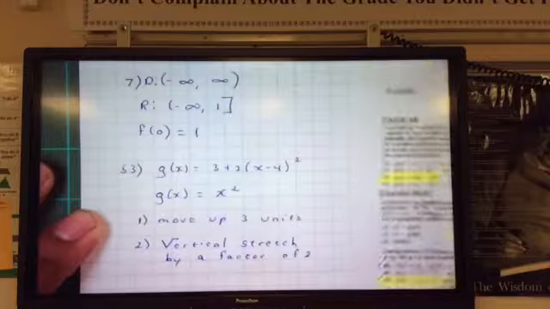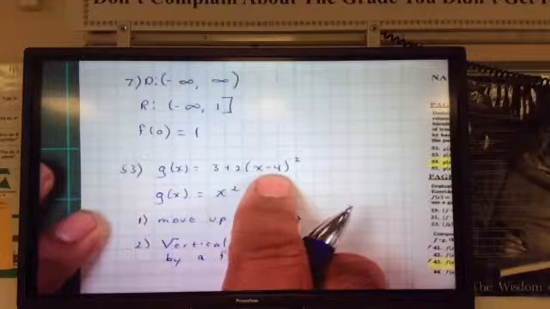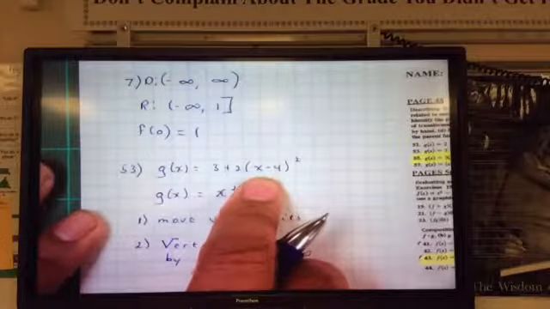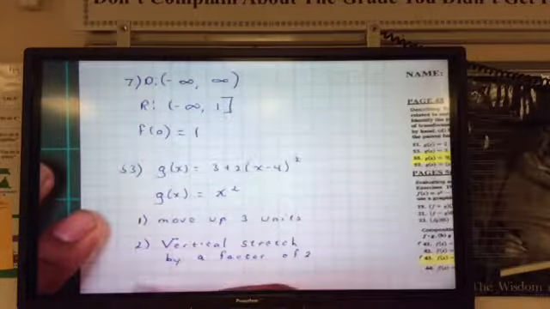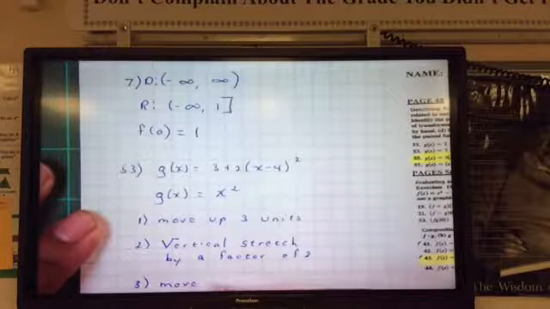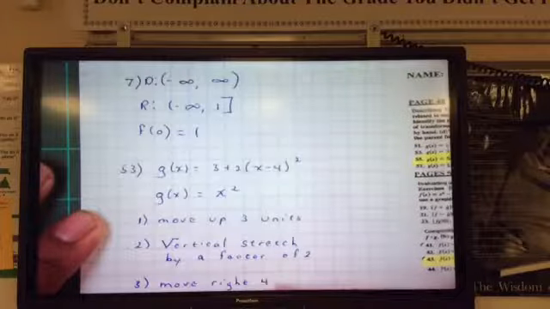And then the last thing we're going to look at is what happens inside the argument. Now this is counterintuitive here. You would think if you're subtracting you would go to the left, but inside the argument you go to the right. So this is move right 4 units.